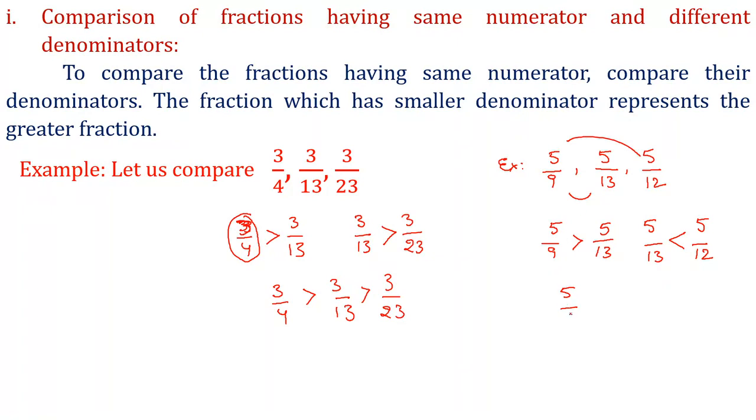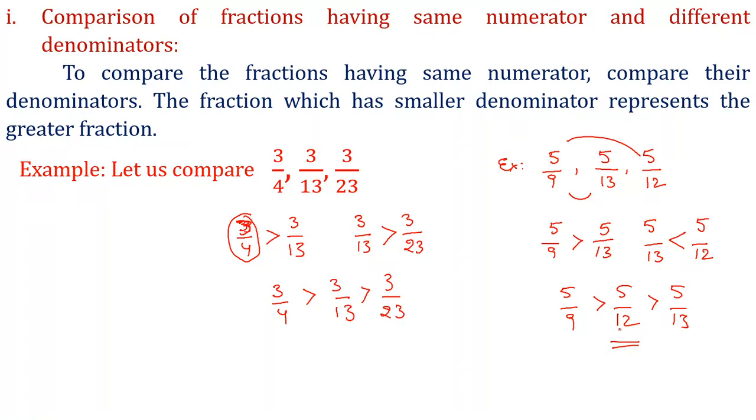But here, 5 by 9 and 5 by 12. Here also you can find that 9 is less than 12, therefore this fraction value is greater. So 5 by 9 is greater than 5 by 12, and 5 by 12 is greater than 5 by 13. From this you can write reversely, 5 by 12 is greater than 5 by 13. So this is the comparison of fractions having the same numerator and different denominators.